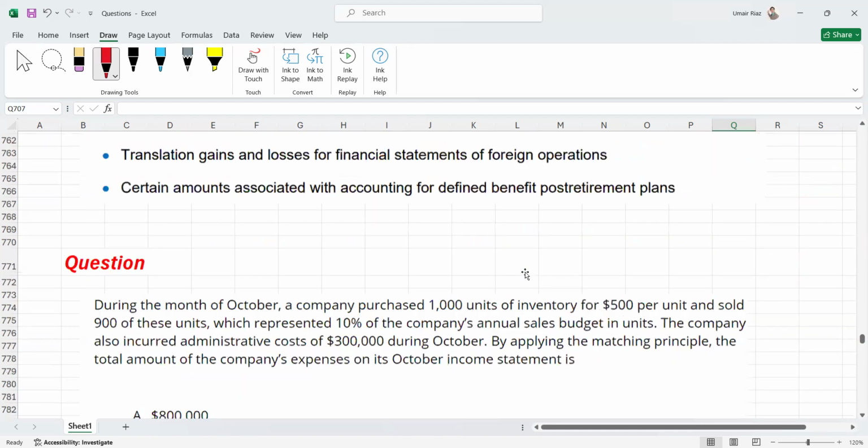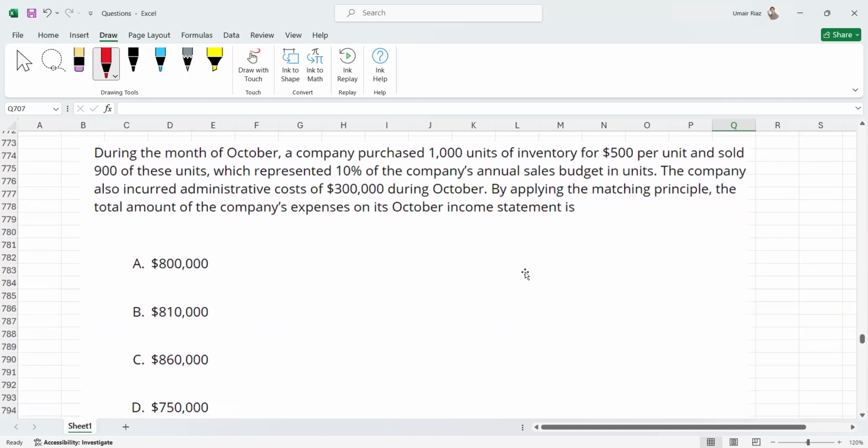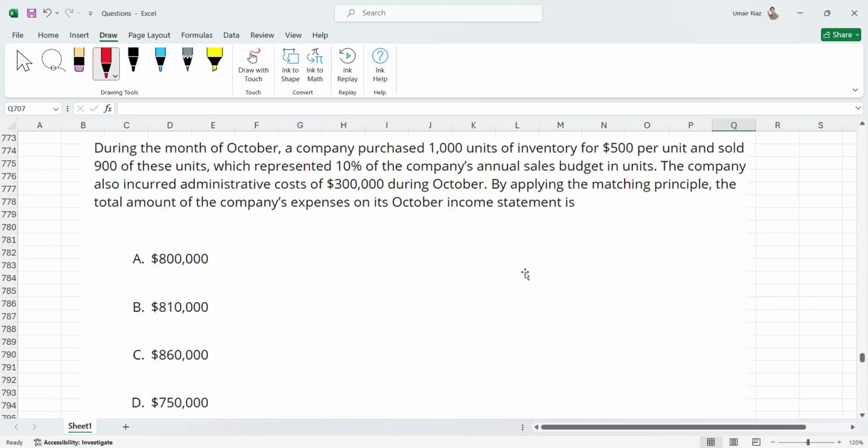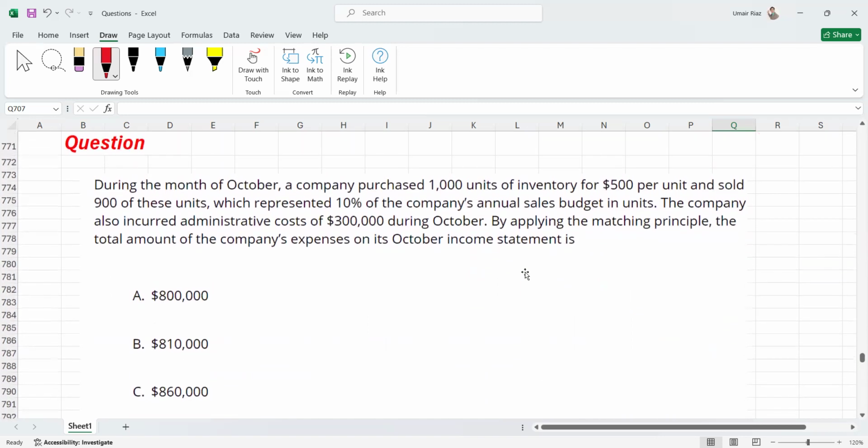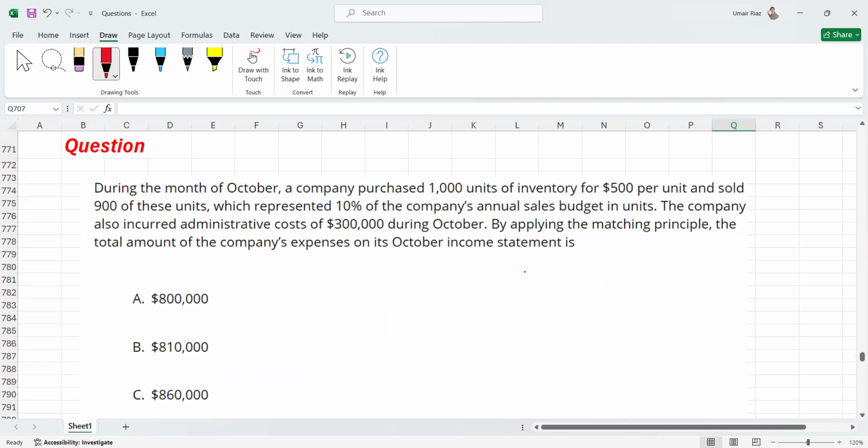We have a next question, guys. Question number 2 is on your screen now. The question is, during the month of October, a company purchased 1000 units of inventory for 500 per unit. This is the value of purchases. It sold 900 of these units, which represents 10% of the company's annual sales budget in units.